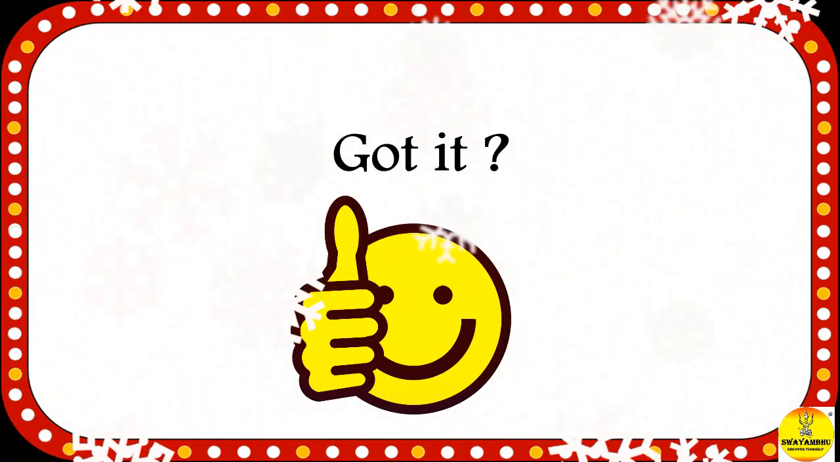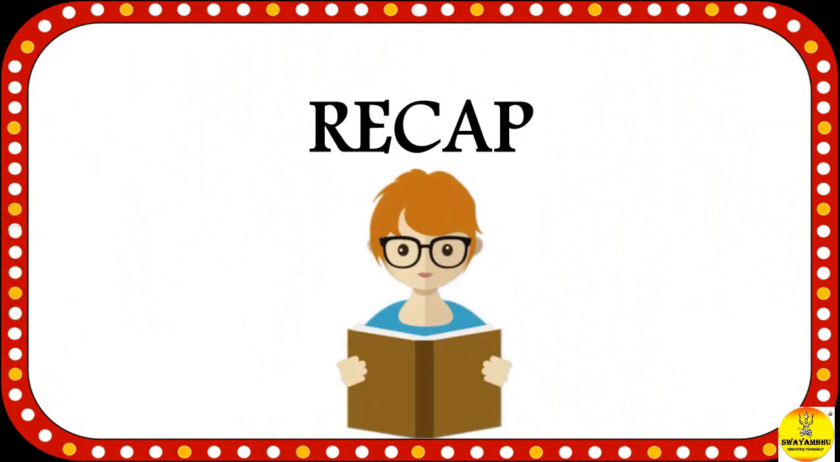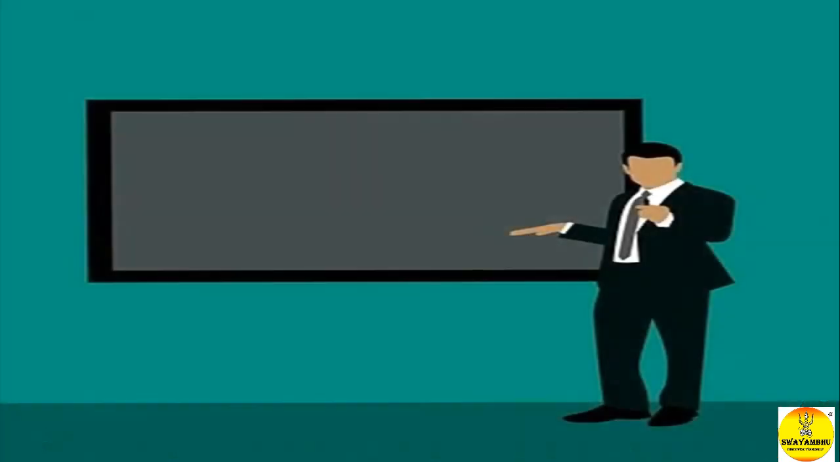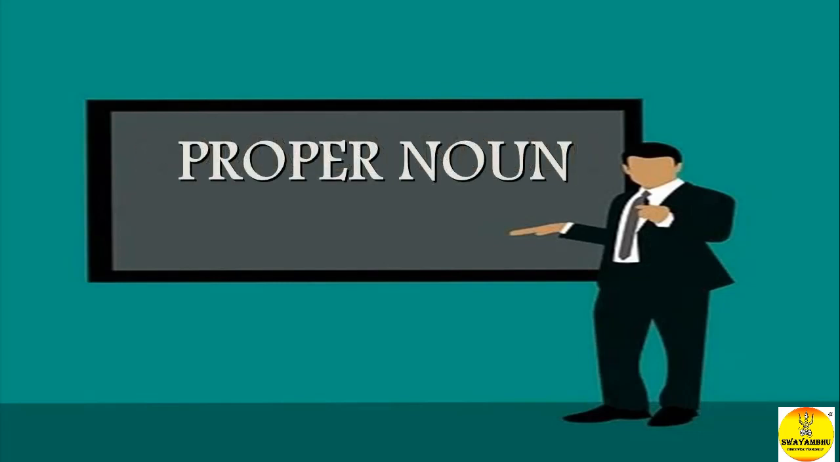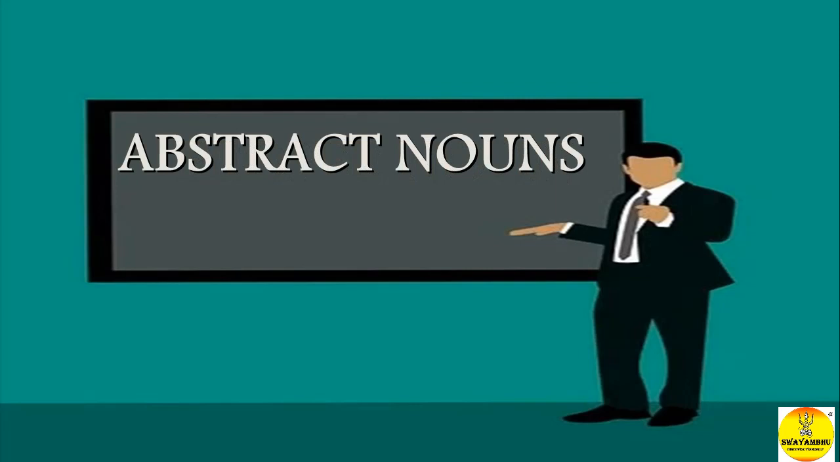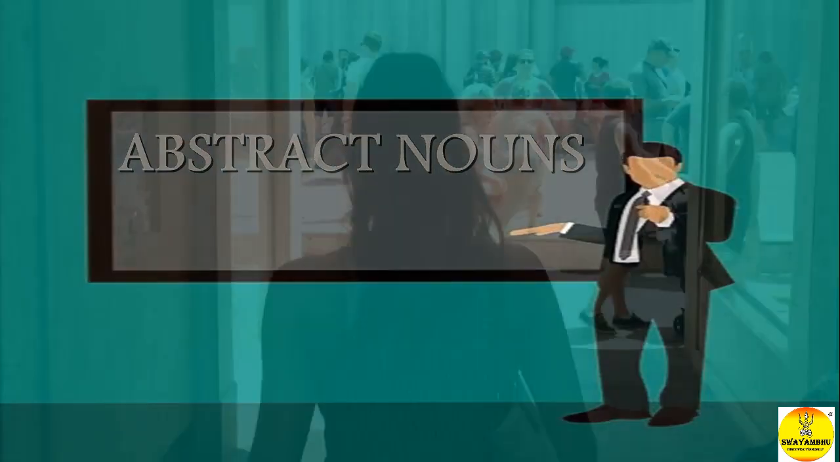So now, what are we going to do? We have come to the end of the class. So let's do a quick recap. We started today's class with common nouns. A common noun generally names a class of people, place, animal, bird, or a thing. A proper noun is the name given to a specific individual or a specific place or a specific thing. And finally, abstract nouns. Abstract nouns are feelings or ideas, something we cannot touch or see.